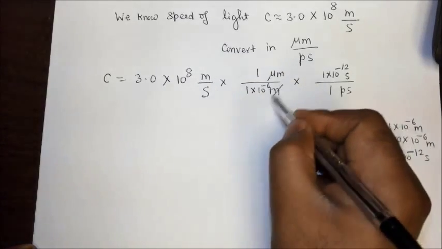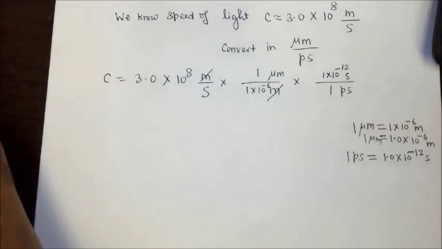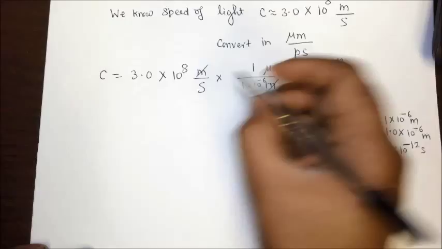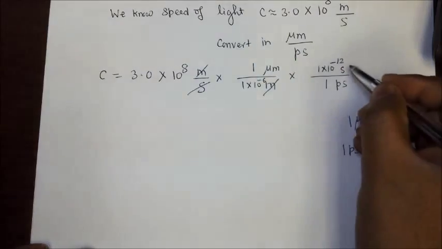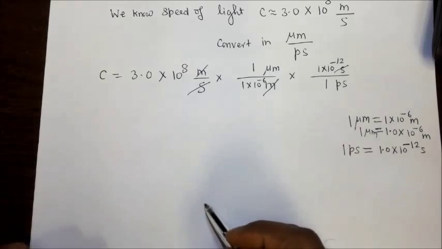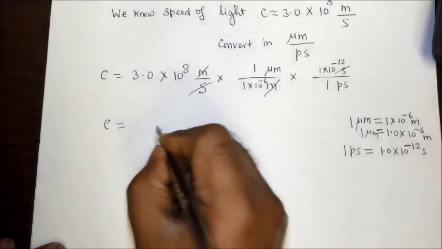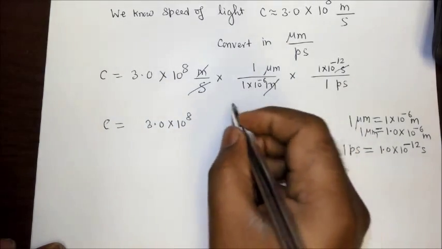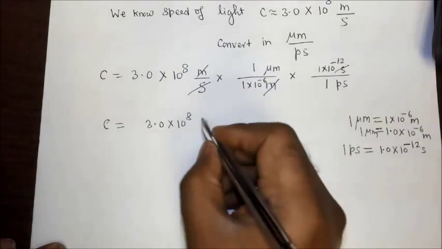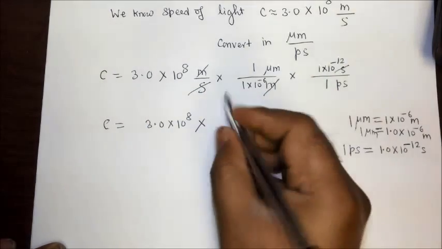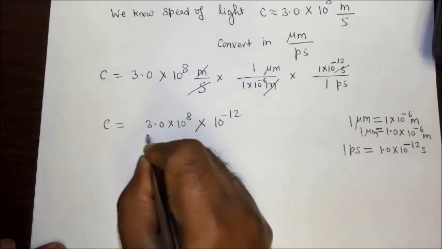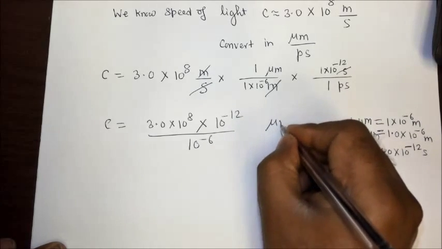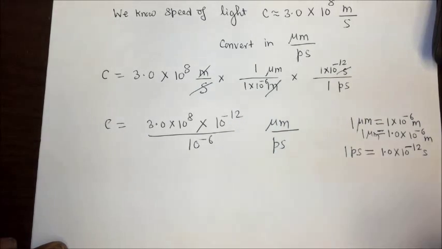And see what happens. Meter and meter is cancelled out, and second and second is cancelled out. So what is left? C is 3.0 times 10 to the power 8, and anything you multiply by 1 remains the same, so I'll just copy the 10 to the power minus 12 here, divided by 10 to the power minus 6 micrometer per picosecond.